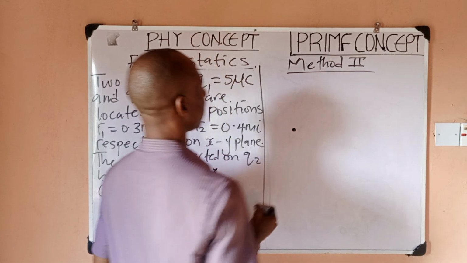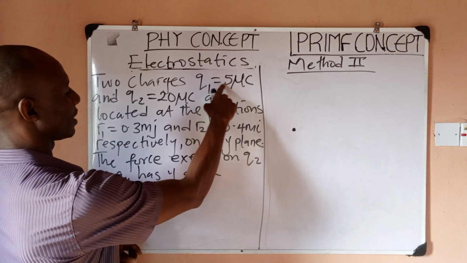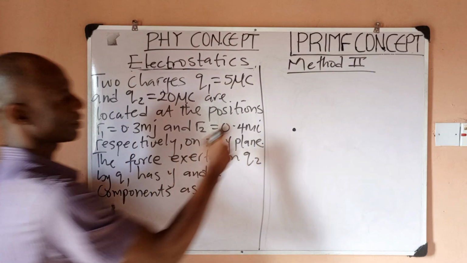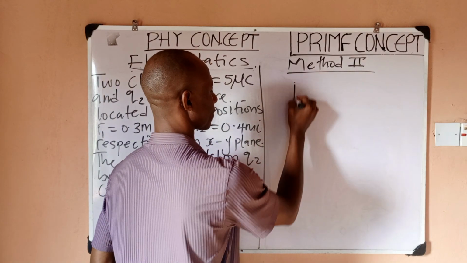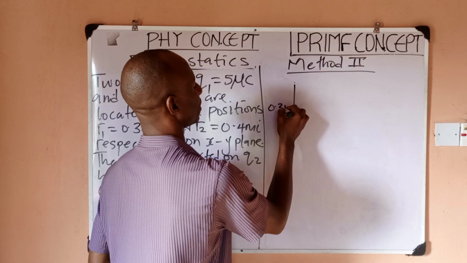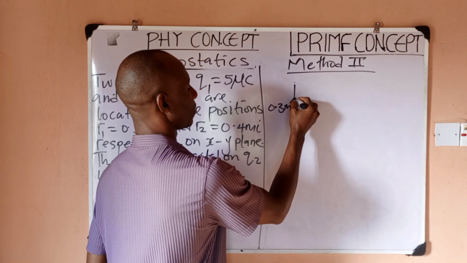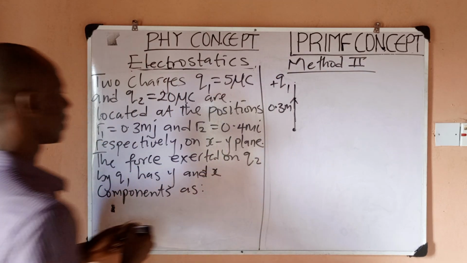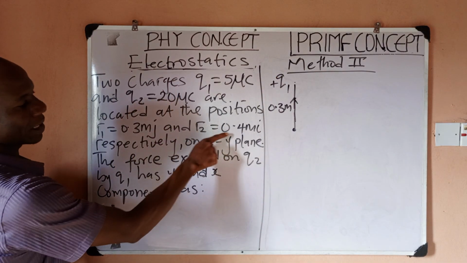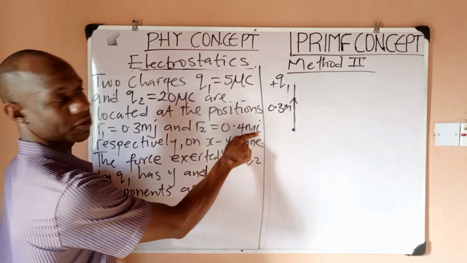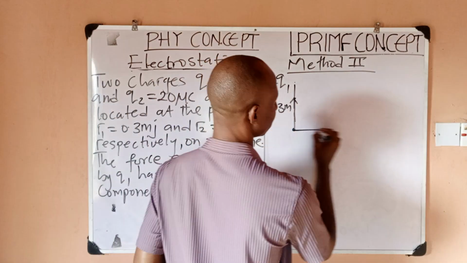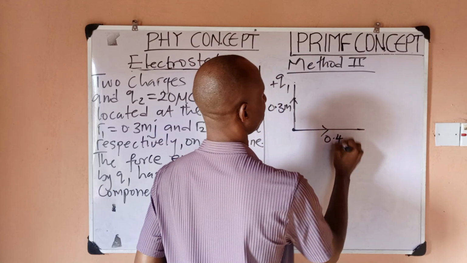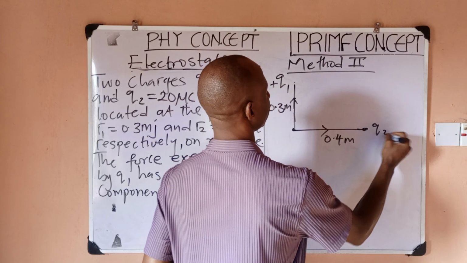Now, if this is my origin, I have that Q1 is located at 0.3 meters along the y-axis. So this is going to be my 0.3 meters pointing up. From the origin you go up. So this is my Q1, positive, right? And then Q2 is located 0.4 meters along the positive x-axis. So this is 0.4 meters, and this is where I have my Q2, right?